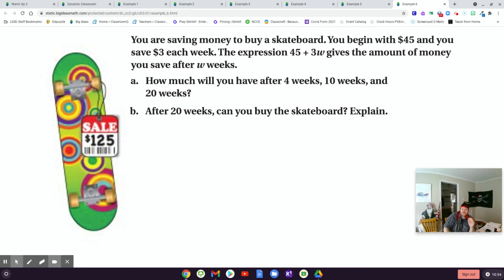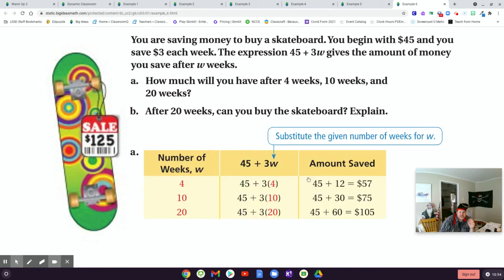All right, so that might have taken you a little bit of time. You might have plugged in. You might have done this different ways. What I would suggest, and what they suggest, is you actually make a little table, a way to organize your data. Okay, so you would write out the weeks that you're looking for, which is 4 and 10 and 20 in this problem. And then we have our expression, which is 45 plus 3 times w. Now, a lot of you figured out, well, I have to do 4 times 3 because it's 4 weeks, $3 a week, and then add the 45 that I already saved. So it's $57 that you'd have after 4 weeks.